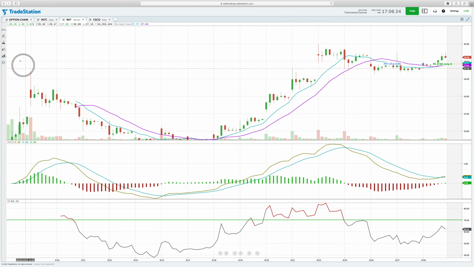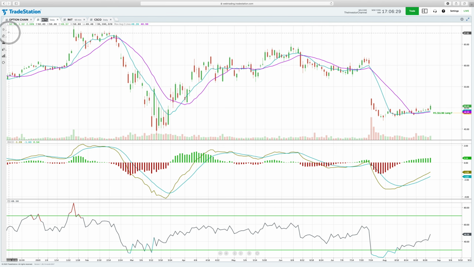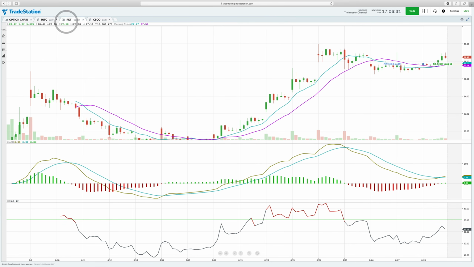And what I saw was, and I'm on a 60-minute chart on Rocket Mortgage. I just showed you the daily chart on Intel. The reason why I'm using a 60-minute chart on Rocket Mortgage is that it's a company that just went public, and so to get a better idea of price action, I'm looking at a 60-minute time frame.